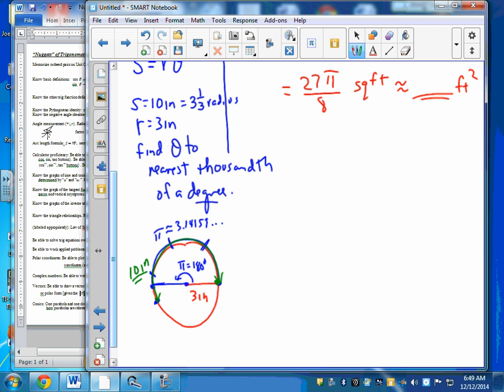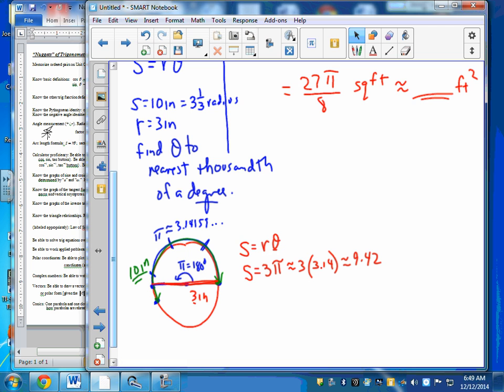Remember, the arc length is r theta. So for 180 degrees, the arc length would be 3 pi, right? Radius is 3, right? And the arc length is pi if we're just doing a semicircle. And 3 pi is about 3 times 3.14-ish, which is about 9.42. Okay. But we're going 10 inches.